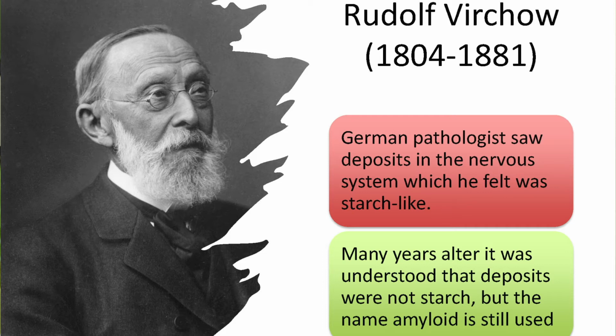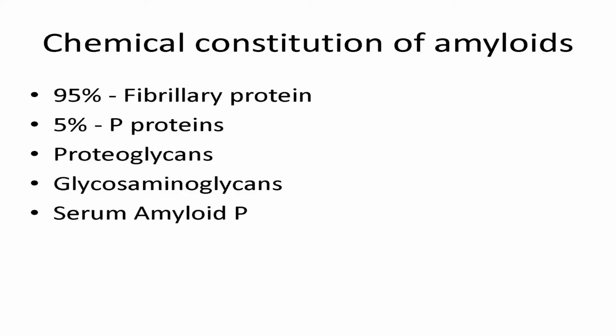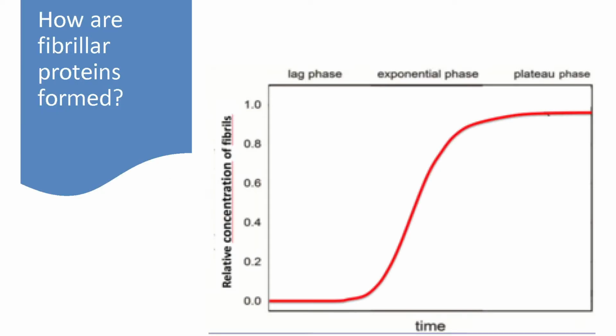Now, if you look into the chemical constitution of these amyloids, 95% of these amyloids are made up of fibrillary protein, and 5% of the amyloids comprise P proteins, proteoglycans, glycosaminoglycans and serum amyloid P. How are fibrillary proteins formed? If we look into the formation of the fibrillar proteins, three distinct phases can be seen. The first one is the lag phase or the nucleation phase. The second phase is called the exponential phase or the log phase, and the third phase is called the stationary phase or the saturation phase.